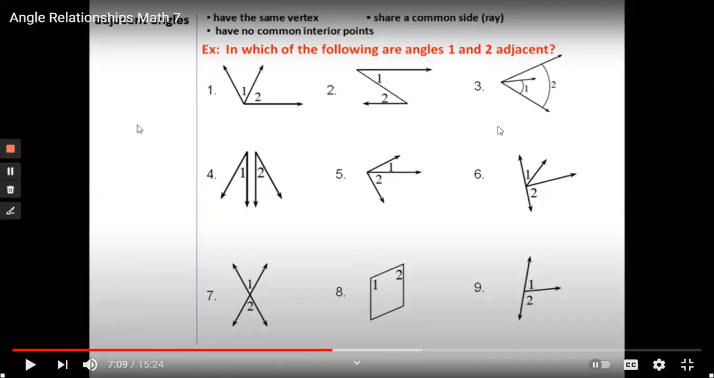To say that they are adjacent, they should have what? One common vertex, yes. And what else? The common ray, and the common ray should lie between them. So we can say that they should have a common vertex and a common ray, yes?